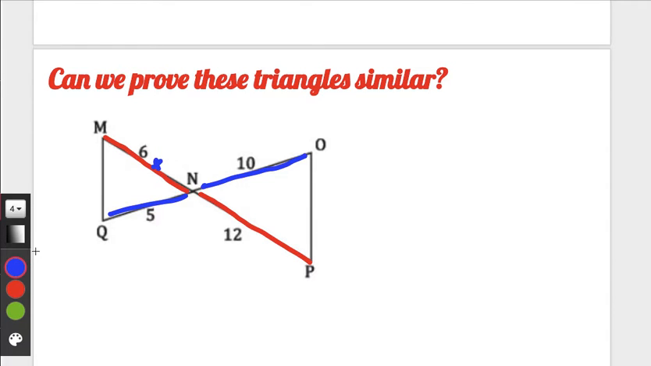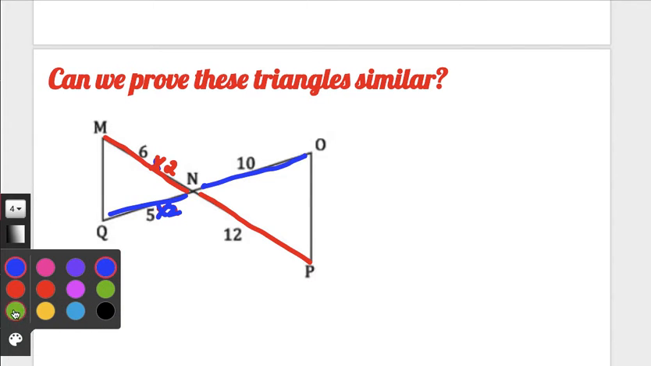6 times 2 is 12. 5 times 2 is 10. So everything is just doubled, right? Let's use a different color to match them. For the sides here, it matches. We don't know the third side here, so we cannot say this is SSS. So definitely something is missing.